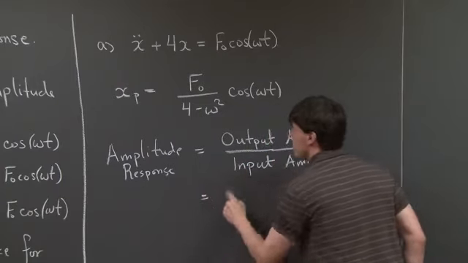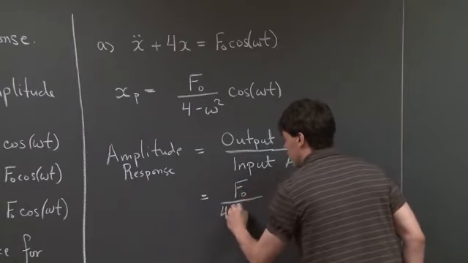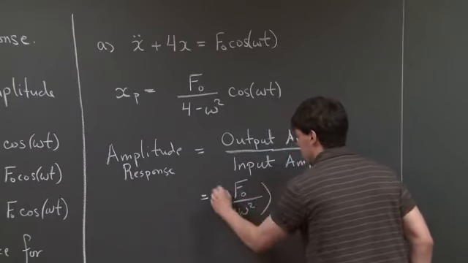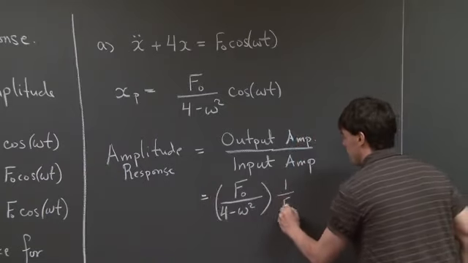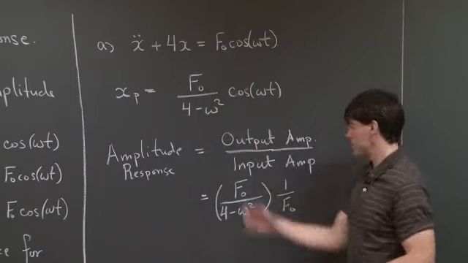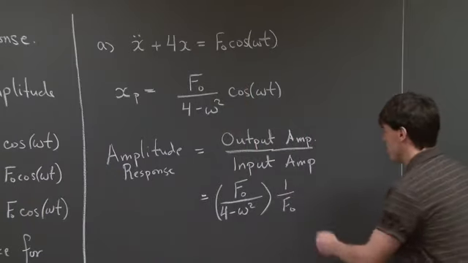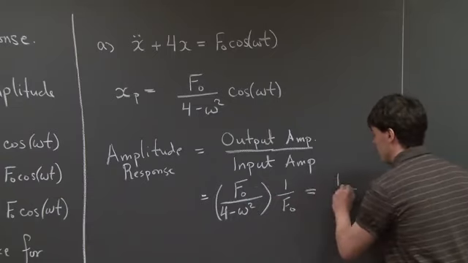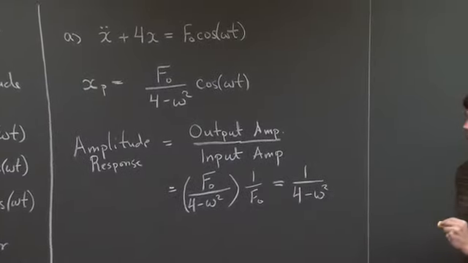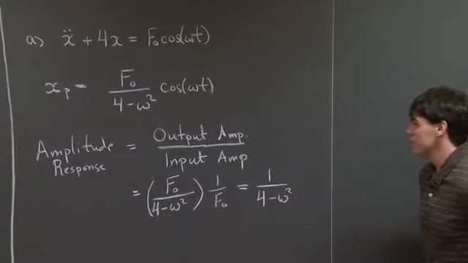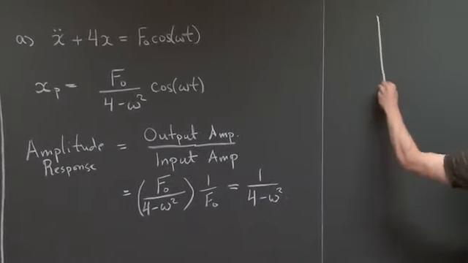And in our case, we have f naught divided by 4 minus omega squared. This is the output amplitude. And the input amplitude is just f naught. So we see when we compute this ratio, the f naughts divide out. And at the end of the day, we're left with 1 over 4 minus omega squared. So I'm going to draw the amplitude response now.